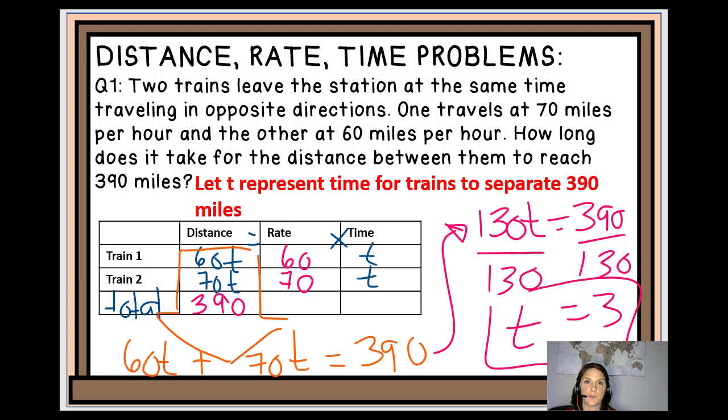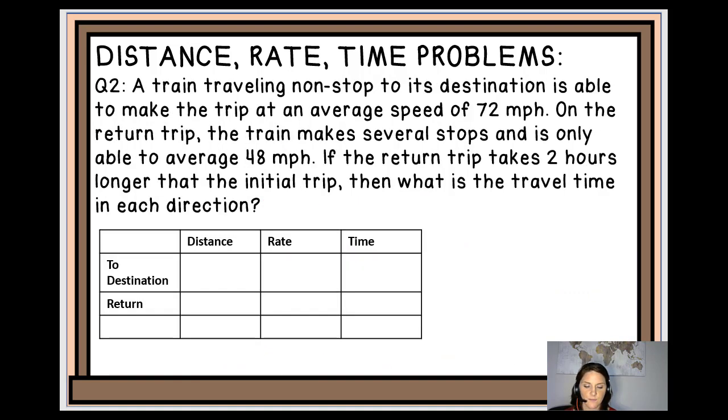Okay, let's look at our example number 2. A train traveling non-stop to its destination is able to make the trip at an average speed of 72 miles per hour. On the return trip, the train makes several stops and is only able to average 48 miles per hour. If the return trip takes 2 hours longer than the initial trip, what is the travel time in each direction? Okay, let's go ahead and define our two variables, and then we're going to fill in our chart.